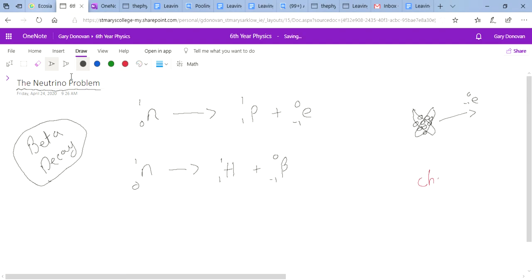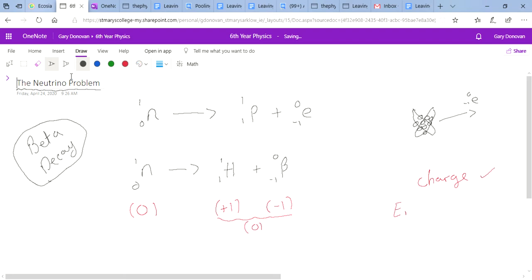One of them is charge. So is the charge before the reaction happens the same as after? If we look, the charge of a neutron is neutral, or 0. The charge of a proton is +1. And the charge of an electron is -1. So overall, that's a neutral charge. So yes, charge is conserved.